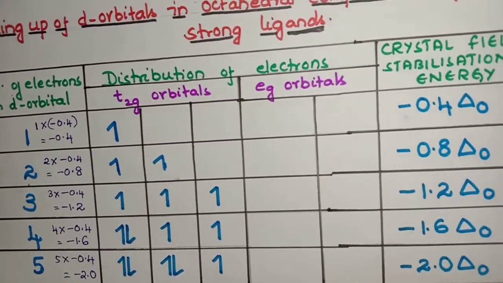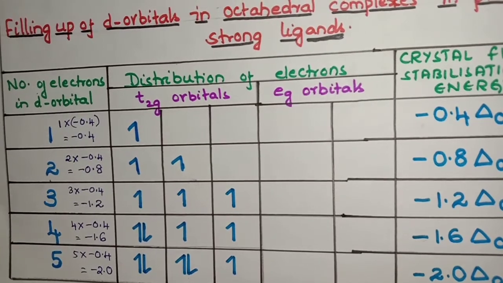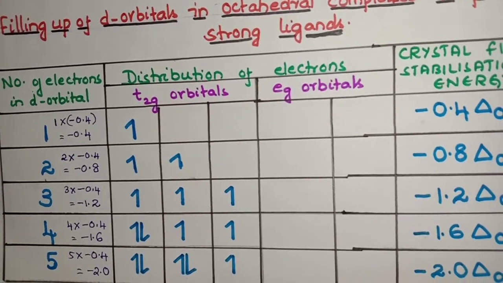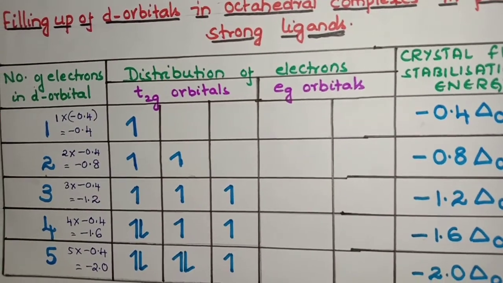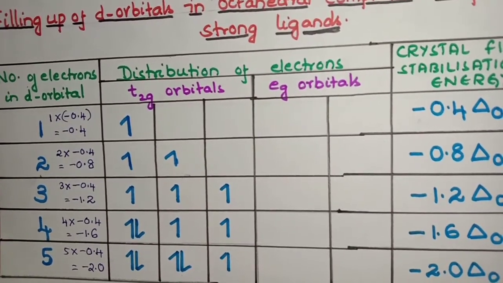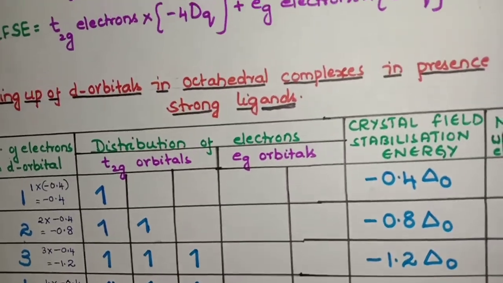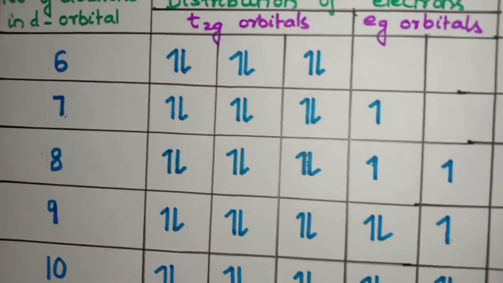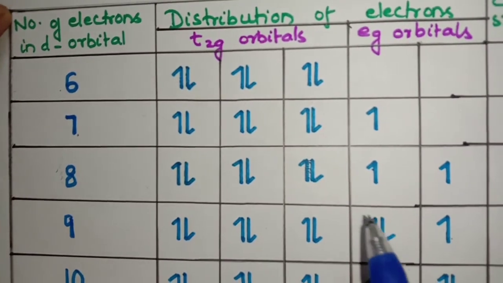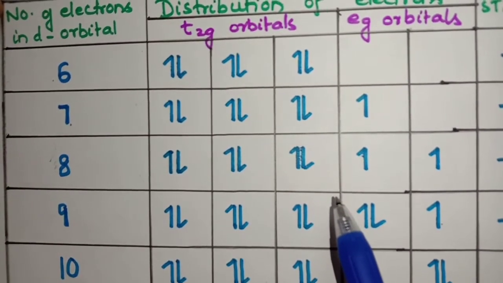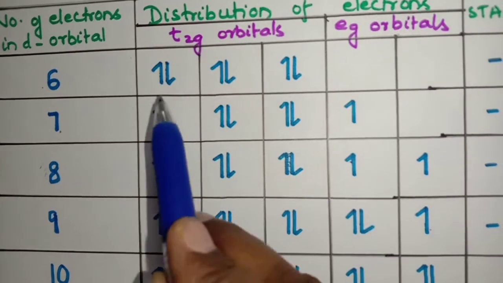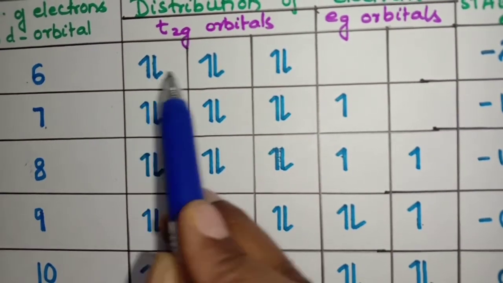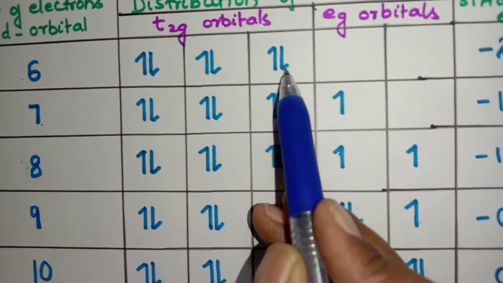So number of electrons equal to 1, number of electrons equal to 2, number of electrons equal to 3, number of electrons equal to 4, number of electrons equal to 5. Moving on to number of electrons equal to 6. Okay. So how do they enter into the T2g and Eg orbitals? First electron, second electron, third electron, fourth electron, fifth electron and sixth electron.